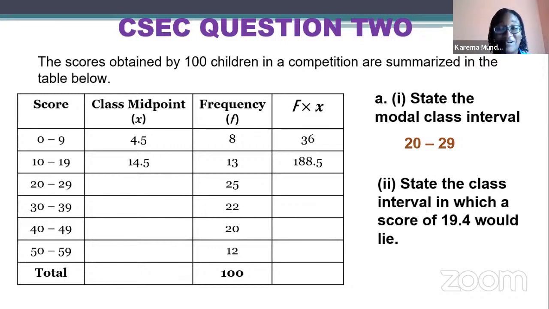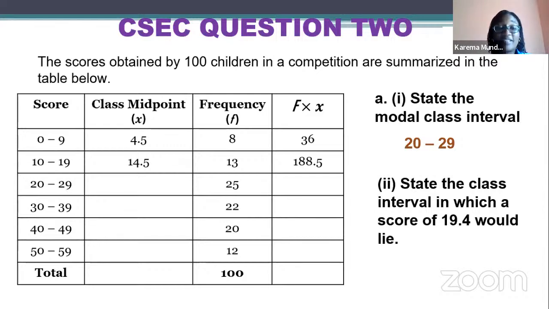And I see Kelly's answering in the chat. Does anyone else agree? She says, based on the 19.5, a score of 19.4 would lie in the interval 10 to 19. She's not sure, so she says she thinks that's it. Does anyone else agree, disagree, based on what we just identified to be the upper boundary? Dexton is saying that he agrees with what was said.